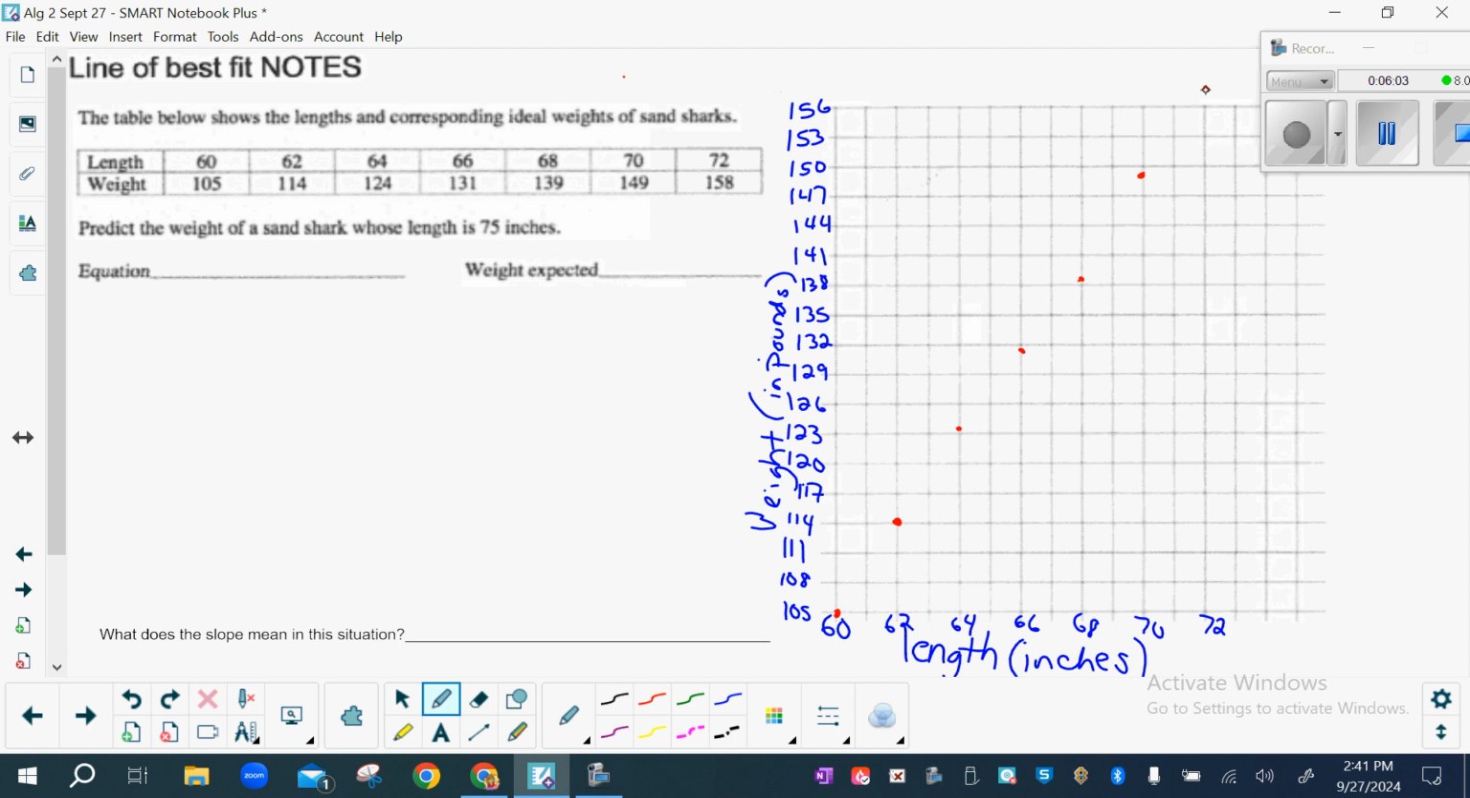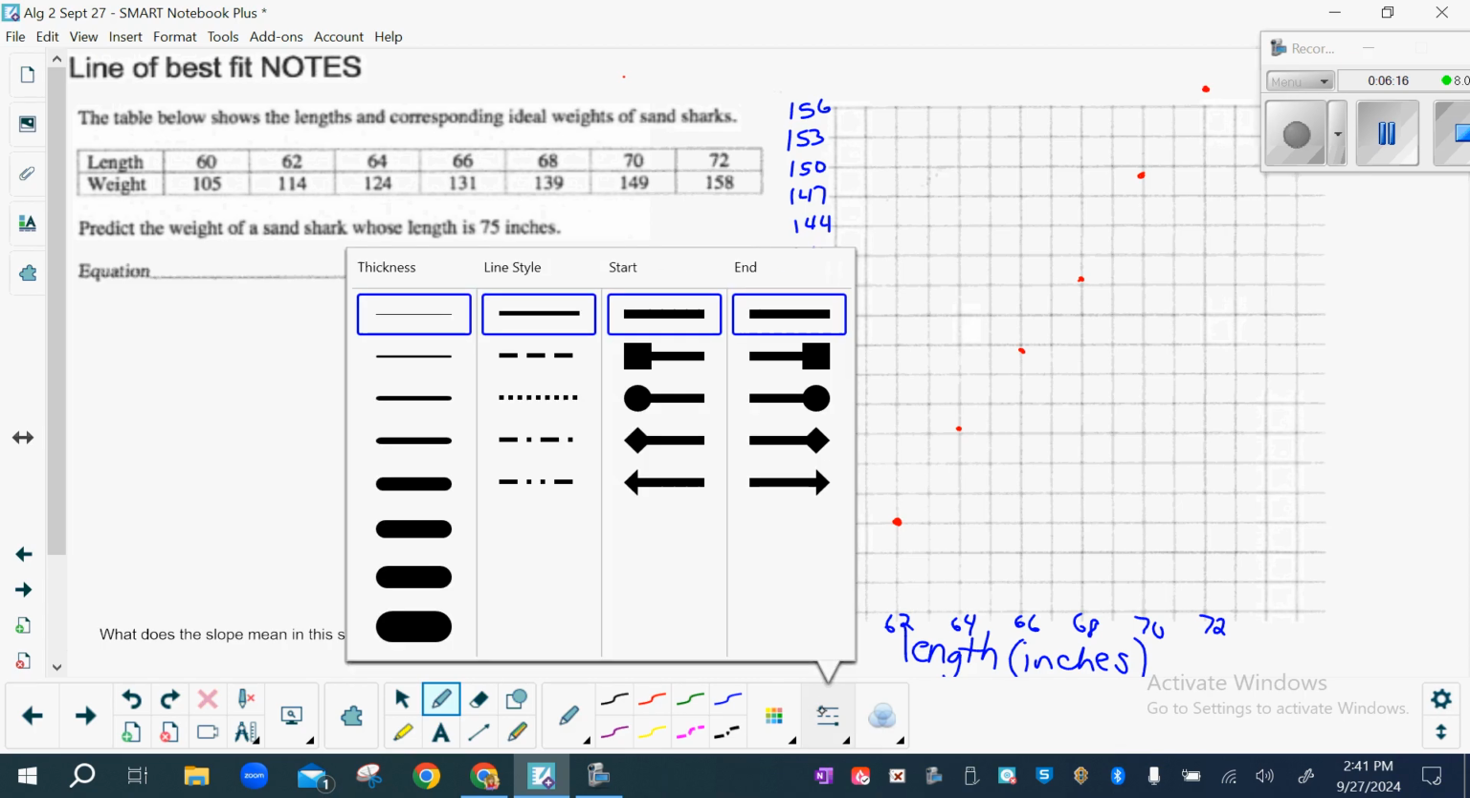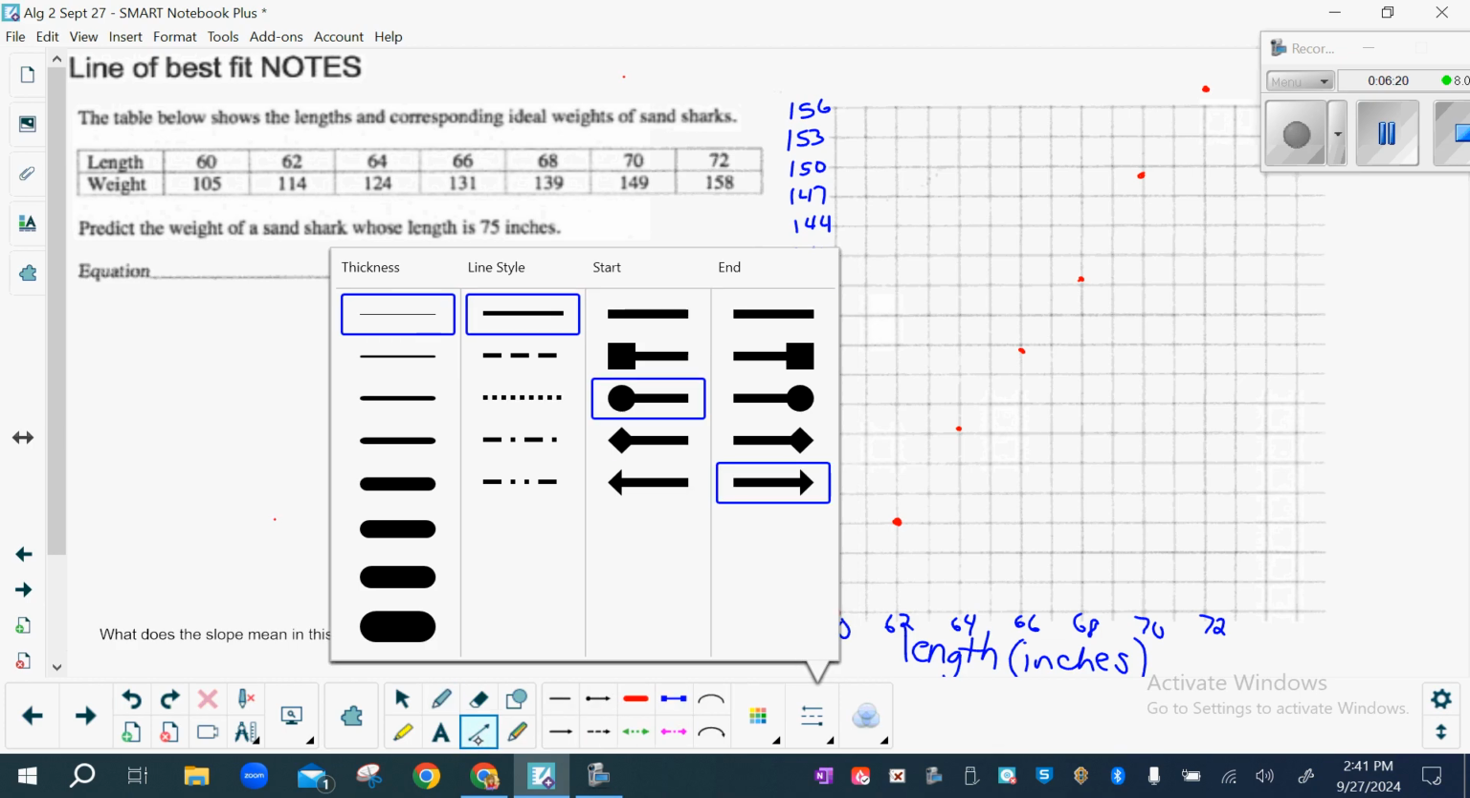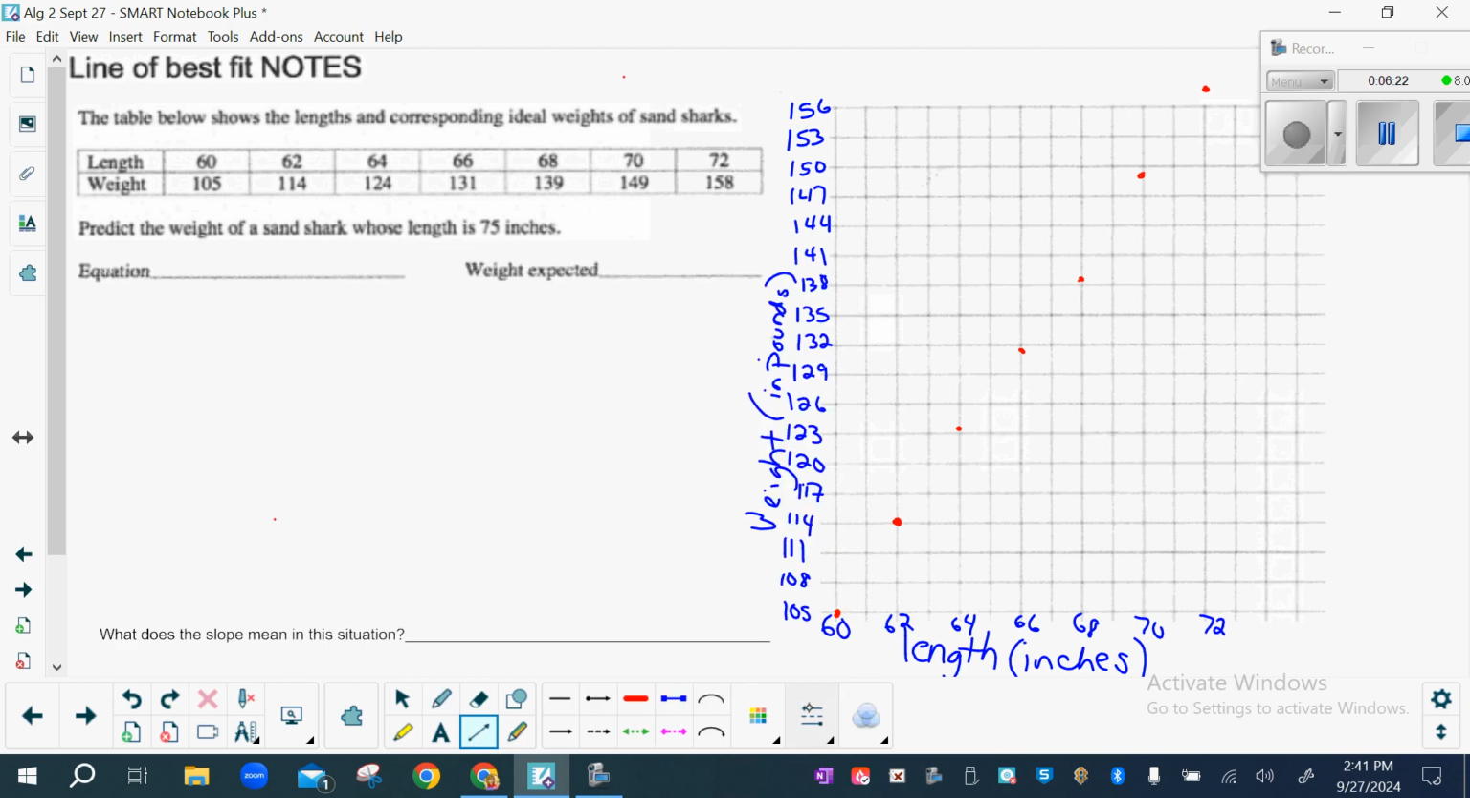So now we want to draw our line of best fit. On that line, you've got to use your ruler, and you want that line to be as close to those points as possible. Start over again.